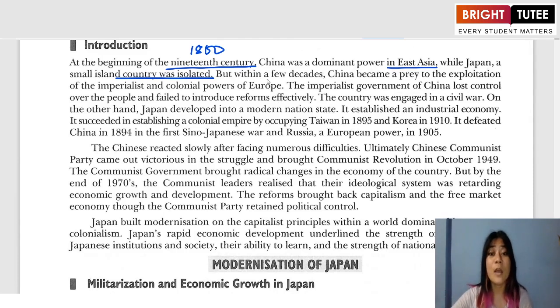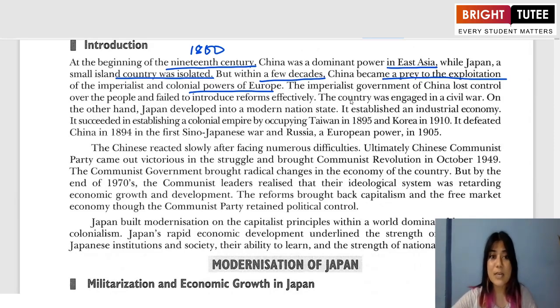But within a couple of decades, China became prey to exploitation, to imperialism, and imperialist attempts of colonial powers of Europe. The power of China, which it exercised in the beginning of the 19th century, did not last long because China became prey. China was exploited. China was also attacked and brought under the influence of European powers.